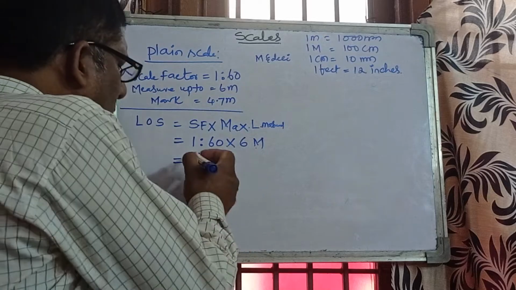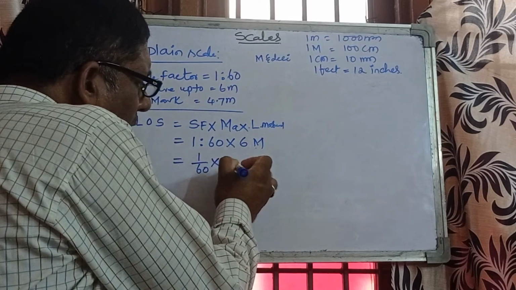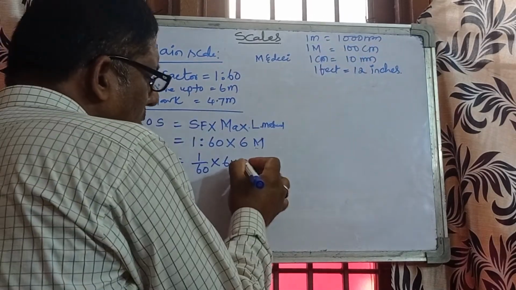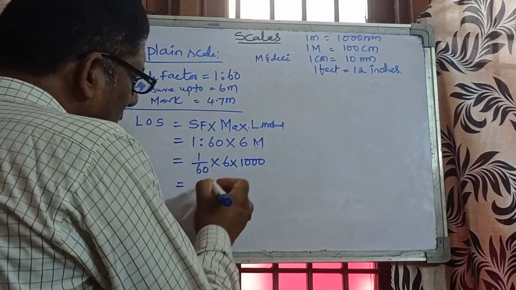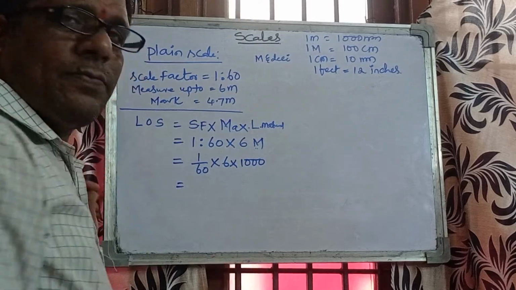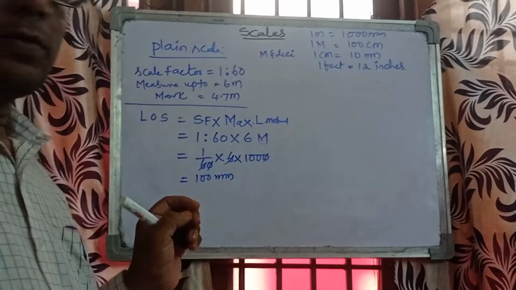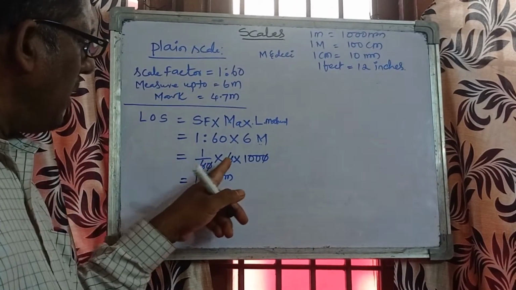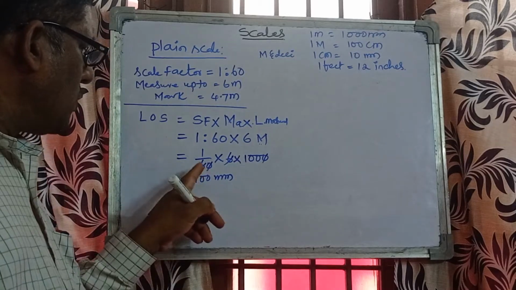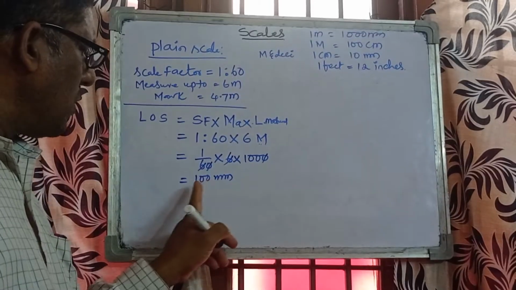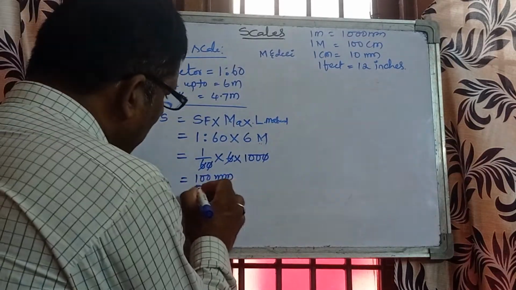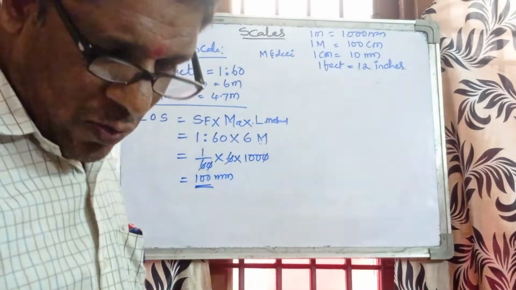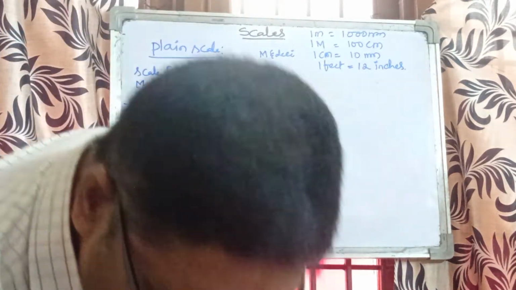Okay. So 1 by 60 into 6 into 1 meter, which is 1000 mm. So we are converting into mm. So 1 by 60 into 6 into 1000, 6000 by 60, you will get 100 mm. So here the length of the scale is equal to 100 mm. Now you can directly take the scale.